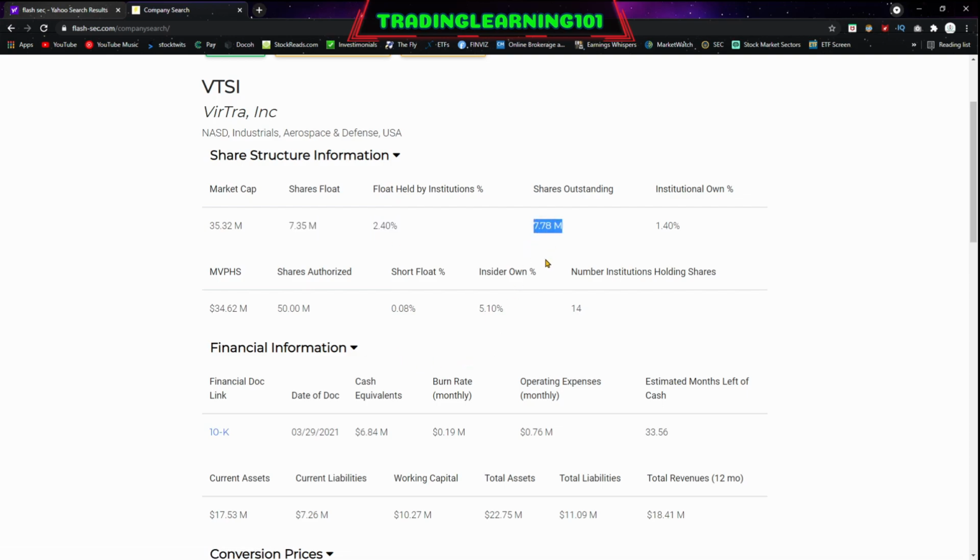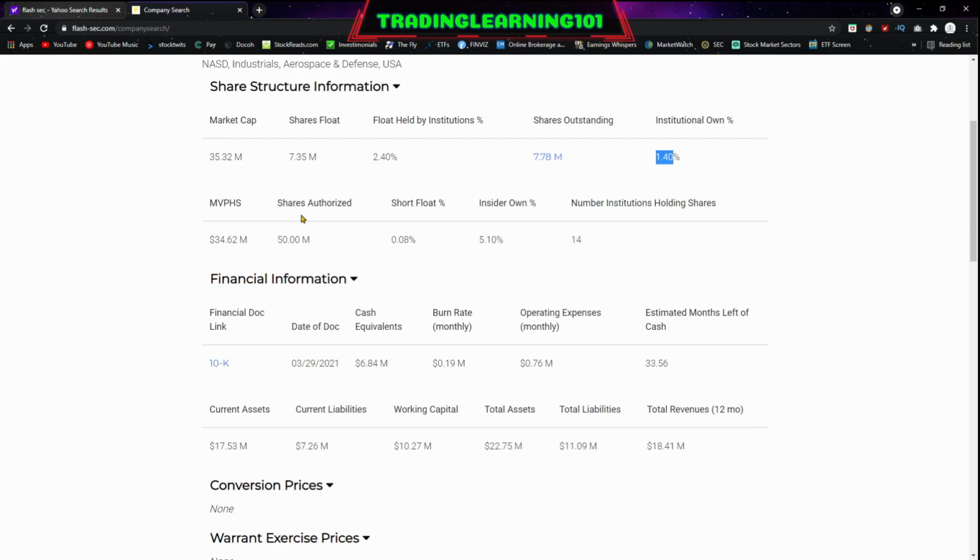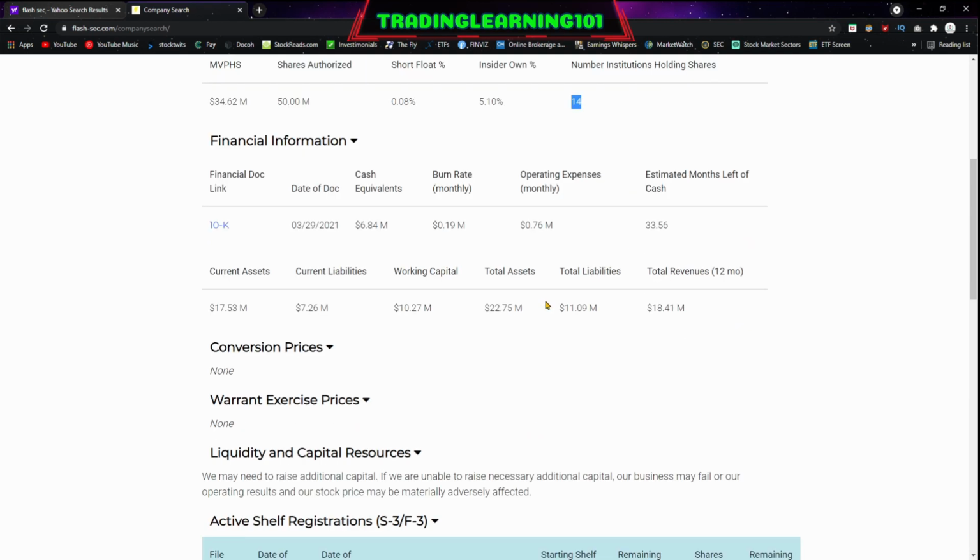Shares outstanding, that's the total number of shares a company has, period. Institutional ownership percentage, 1.5%, that's low. Shares authorized is 50 million. Short float, insider ownership, the number of institutions holding shares is 14. I'm gathering all of this information as I go along. How much cash does a company have? They have $6.4 million on hand.